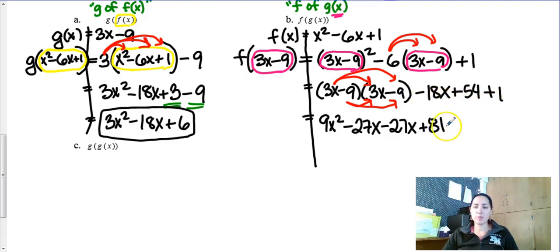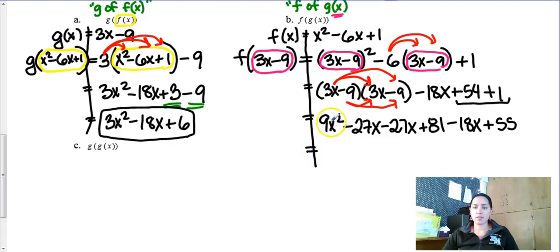All of this here needs to be brought down as well. So minus 18x. If you choose to combine like terms right here, that's fine. Plus 54. Or leave it, because either way we're about to combine like terms for the rest of it. So combine like terms and we're done.